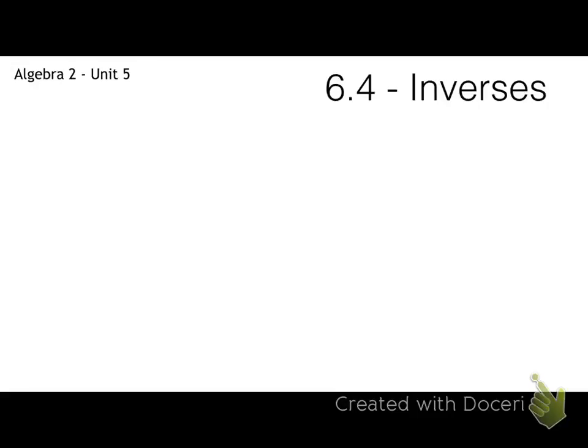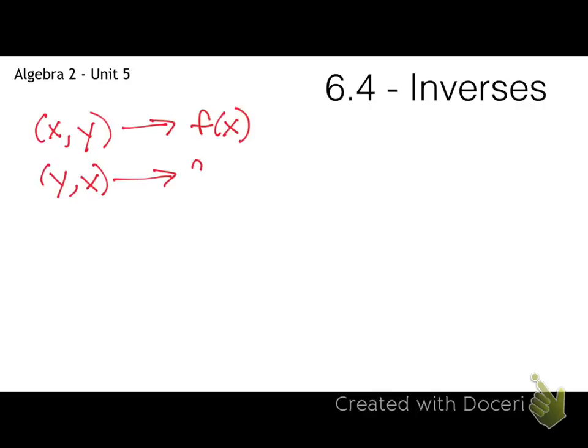So inverse properties, we're going to start talking about the inverse of functions and relations and how to calculate and find that. So if we have a point x, y that is on the function f of x, so if I were to graph any function, we would find an ordered pair x and y. If I were to find the inverse of that function, then y, x would be on the graph of the inverse.